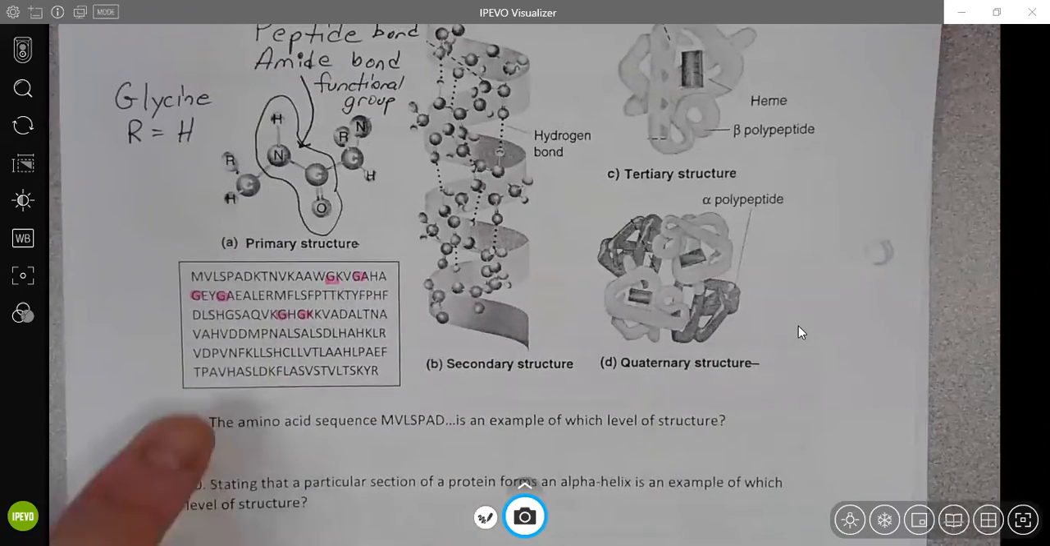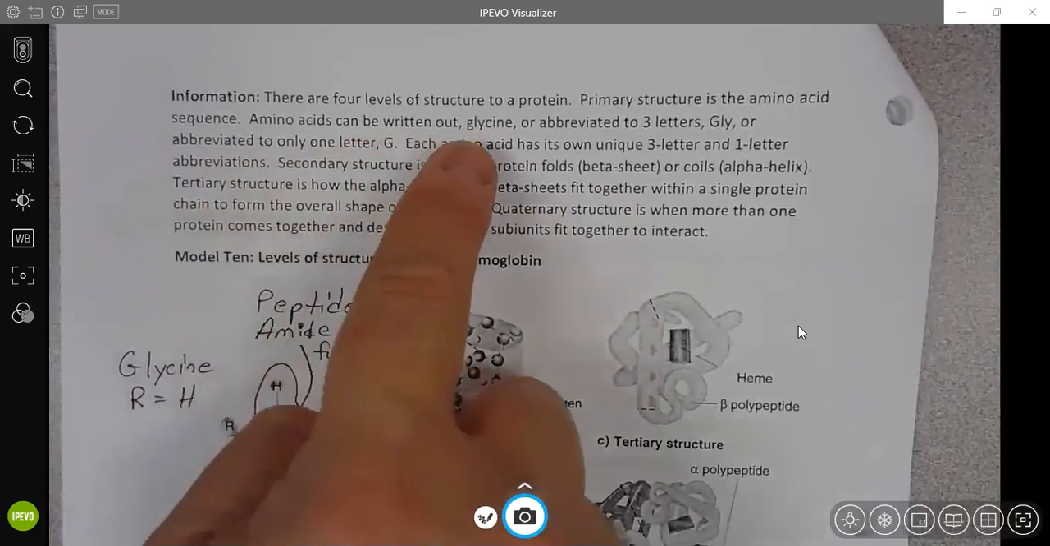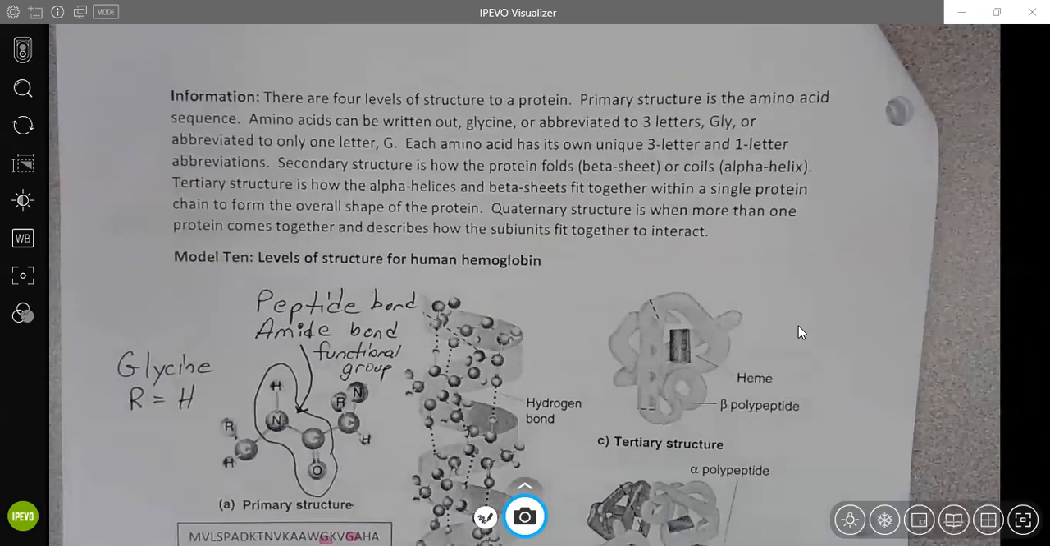Okay, so the primary structure is the sequence of amino acids. We can specify those primary structures with the full names of the amino acids, with three-letter abbreviations, or with one-letter abbreviations for especially long proteins, okay? So again, if you want to pause as you read this on your own, I'll give a hand sign again at the end of my reading.